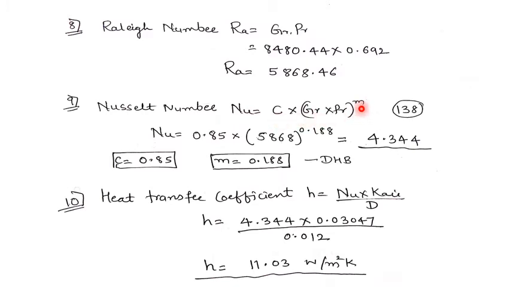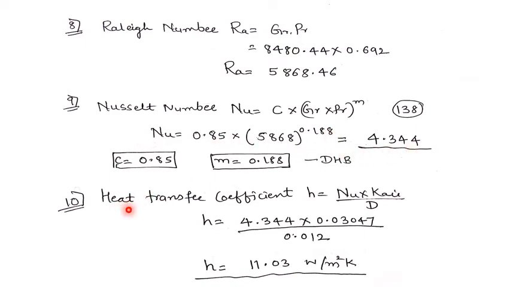Now let us calculate the Nusselt number, denoted by Nu, which is equal to C into (Gr Pr) to the power M. This formula is also taken from the data handbook; you can refer to page number 138. Here the C value is 0.85 and M is 0.188, both taken from the data handbook. So we substitute C as 0.85, Gr into Pr as 5868, to the power M of 0.188. So my Nusselt number is 4.344.